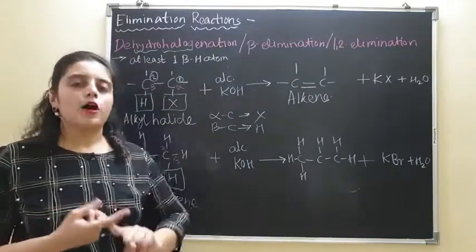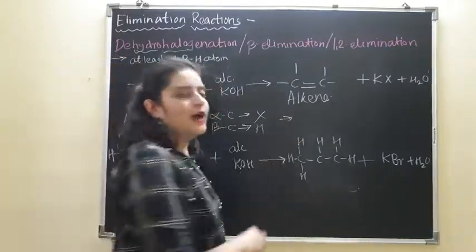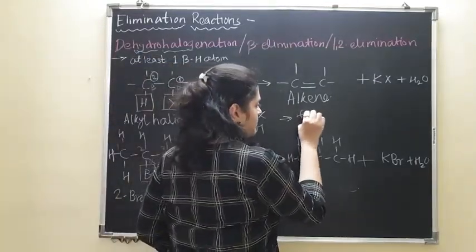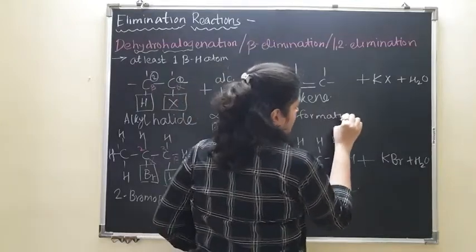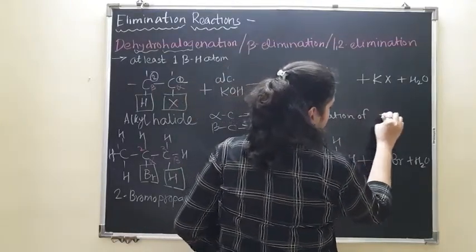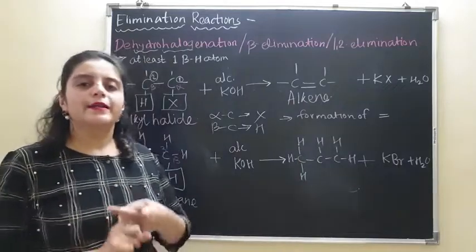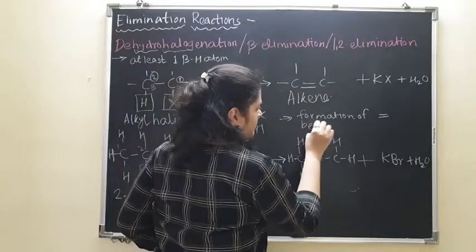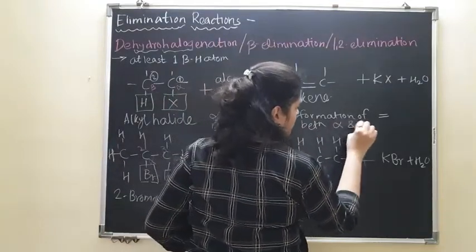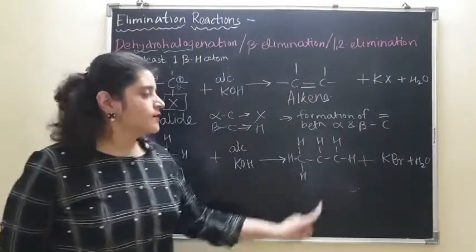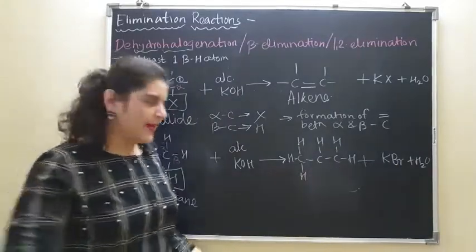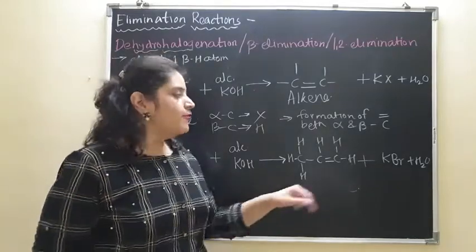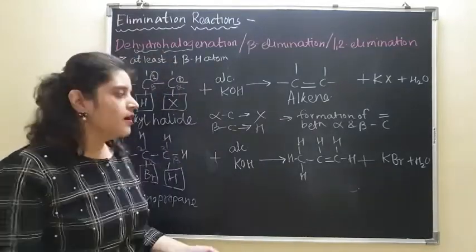Then what is going to happen at the end? There will be a formation of a double bond. After removal, what will happen? There will be a formation of a double bond between the alpha carbon and the beta carbon. So this one is the alpha carbon, this one is the beta carbon. So between the two carbons there has to be a formation of a double bond. If you want to write down the condensed structure, how can you write it?